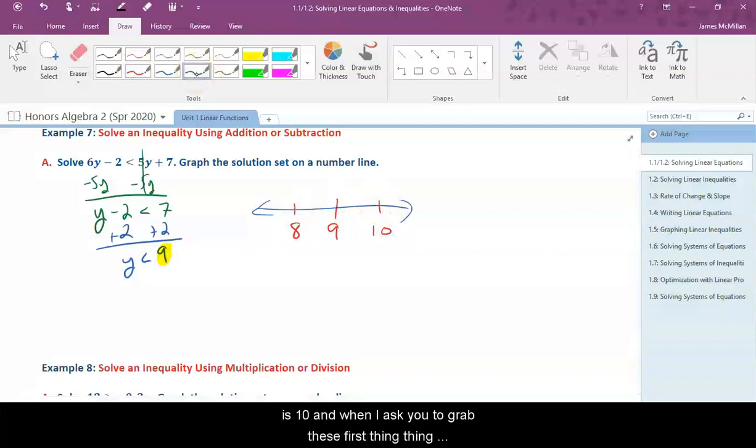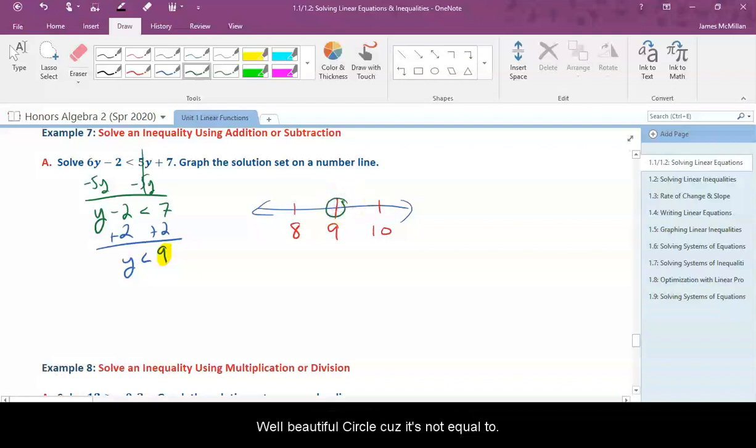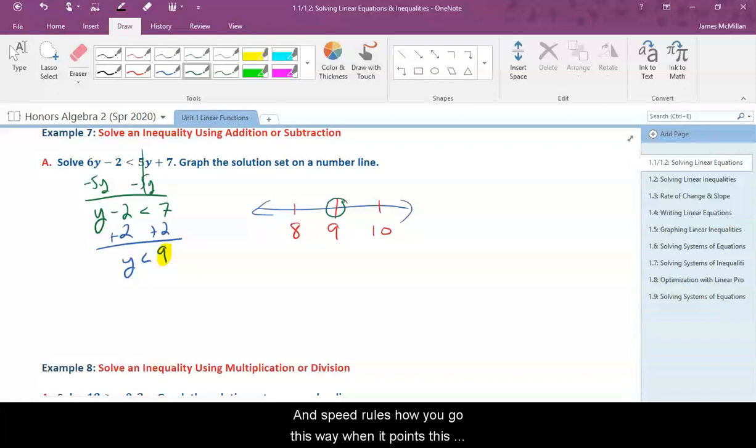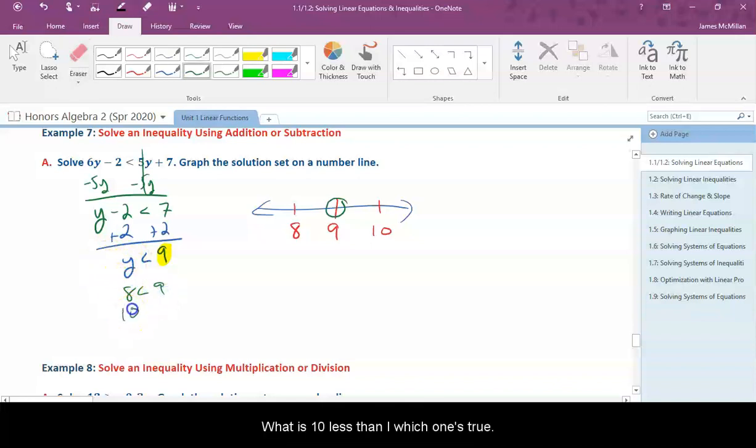And when I ask you to graph these, first thing, think about what's happening at 9. Am I going to put a dot or a circle? Again, stuff you should have learned in middle school and Algebra 1. Well, I'm going to put a circle because it's not equal to. And some teachers will tell you, go this way when it points this way. I don't like that method. Use the numbers wisely. Is 8 going to fit into this inequality here? Is 8 less than 9 or is 10 less than 9? Which one's true? 8 is less than 9. This one's not true. And so we're going to shade towards the 8.